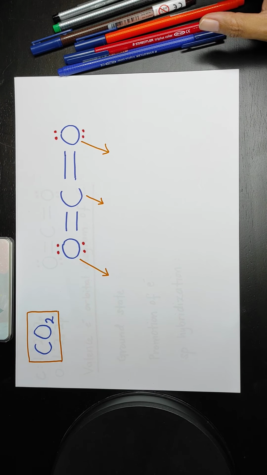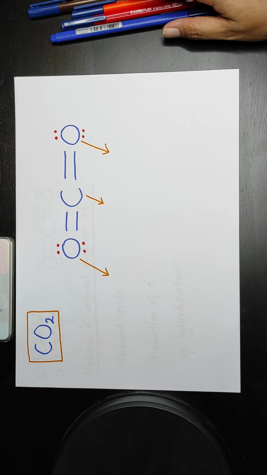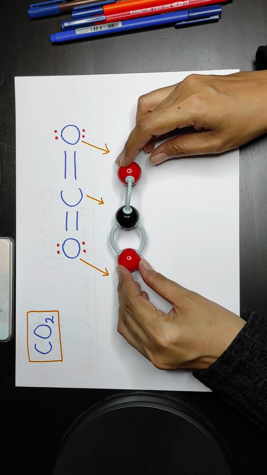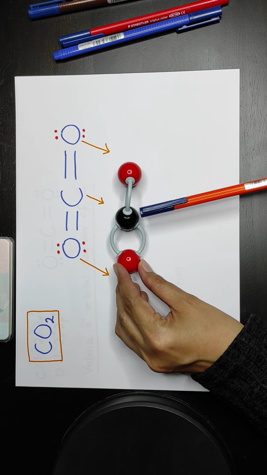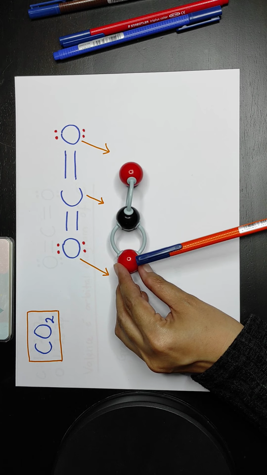Alright class, so today we will discuss the hybridization in carbon dioxide molecules. This is the ball and stick model for carbon dioxide molecules, where the black color is carbon atom and the red colors are oxygen atom.